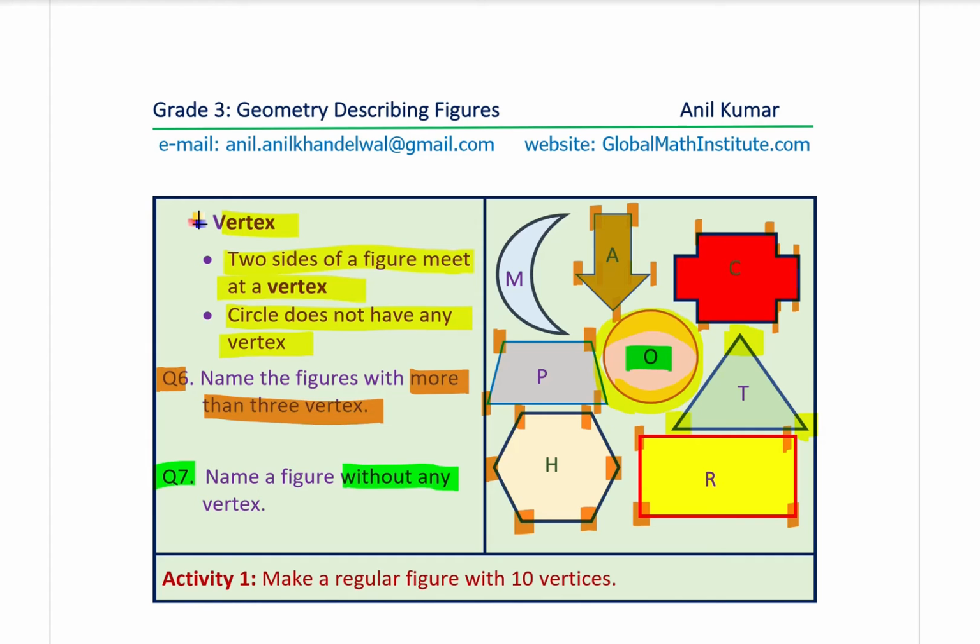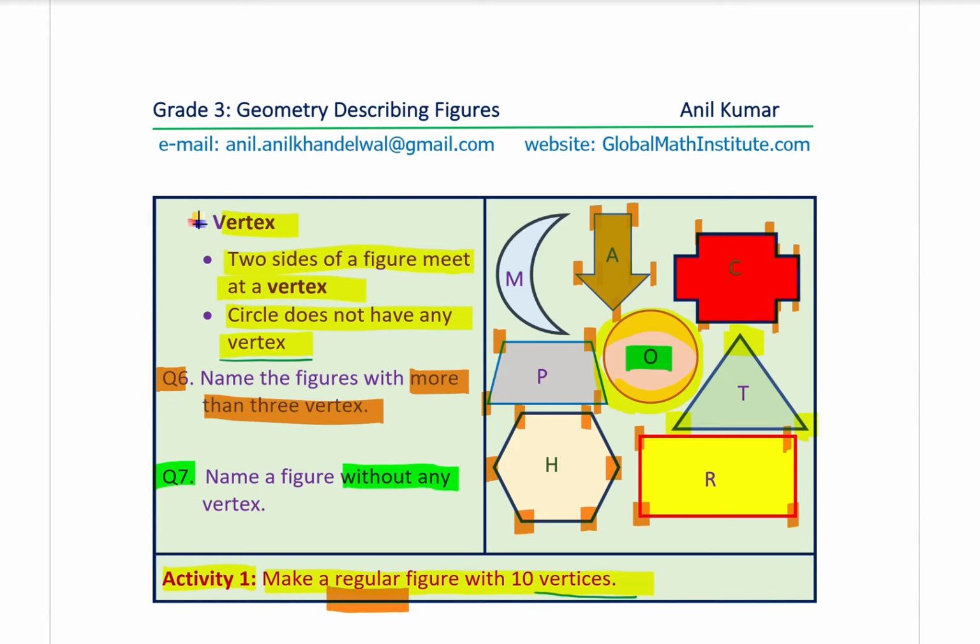You got it. Perfect. Now, we will introduce you to some activities. This is a very important activity. So let's say activity number 1 for you is make a regular figure with 10 vertices. Do you see the spelling of vertex and vertices? So if there is more than one vertex, we say vertices, right? So that becomes the plural of vertex, more than one. So make a regular figure with 10 vertices. That is your exercise.